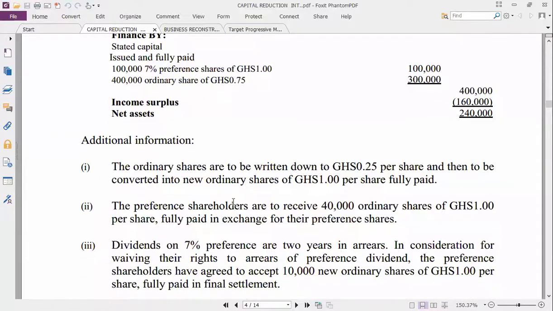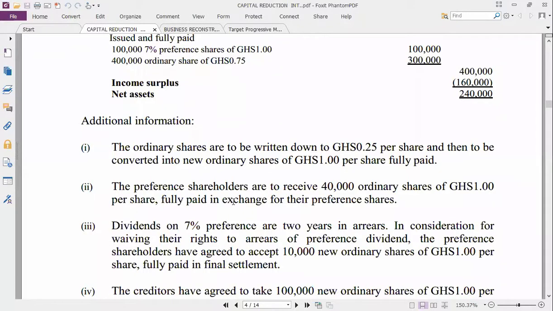Note 2. The preference shareholders are to receive 40,000 ordinary shares of 1 Ghana cedi each per share, fully paid in exchange for their preference shares. Wow. So here we are paying them with what? With shares. What will be the effect? So preference shareholders are to receive 40,000 ordinary shares of 1 Ghana cedi each.